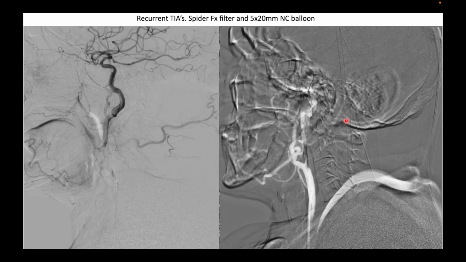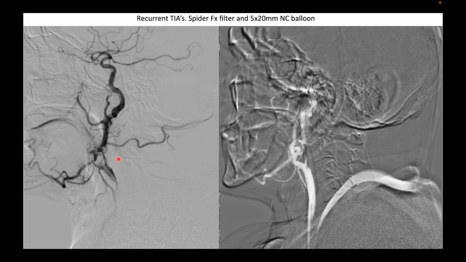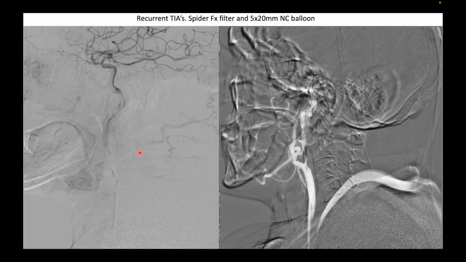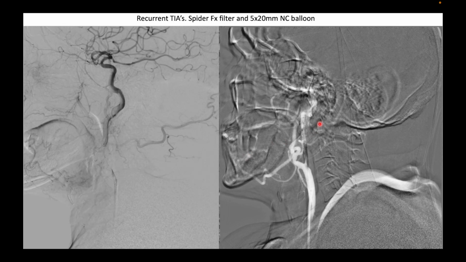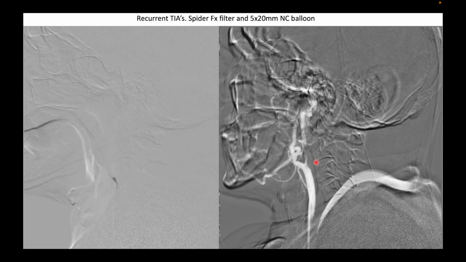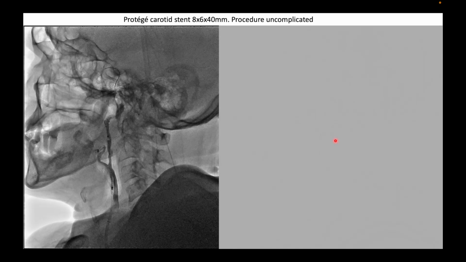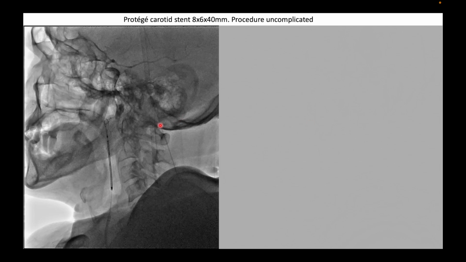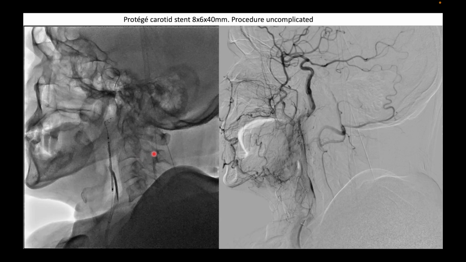This patient presented with recurrent TIAs. We can see the critical carotid here with some haziness in it. Spider FX was used for distal protection. A 5 by 20mm non-compliant balloon was used for pre-dilatation, and that's the Protege carotid stent 8/6 by 40mm, and that's the final result.